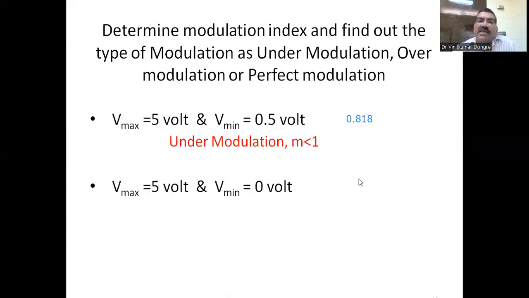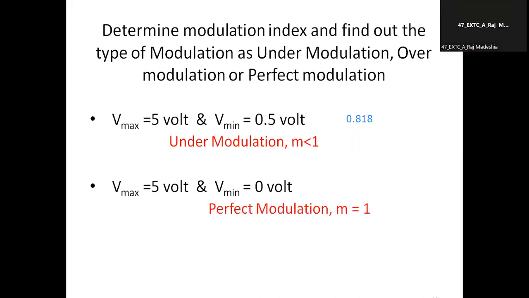Now I'll go for the next. Now you tell me for this: Vmax equals 5 and Vmin equals 0. What is the formula? Vmax minus Vmin upon Vmax plus Vmin. So 5 minus 0 upon 5 plus 0, so 5 by 5 equals 1. Perfect modulation. So this modulation is perfect. Why perfect modulation? Here m is equal to 1. If it is equal to 1, then it is perfect modulation.